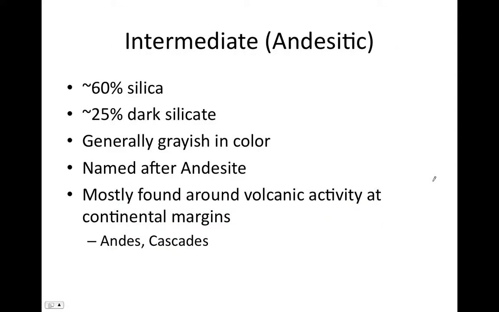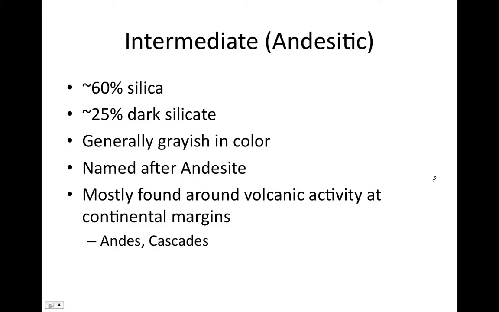Then we have the composition that is in between felsic and mafic, and that is intermediate, also sometimes referred to as andesitic composition. Intermediate is about 60% silica, which is less than the 70% felsic has and more than the 50% mafic has. And they're about 25% dark silicates. They're not light, they're not dark, they're generally grayish in color, and they get their name from andesite. Andesite is the most commonly found igneous rock with an intermediate chemical composition.